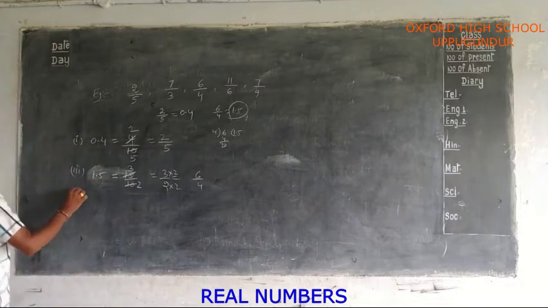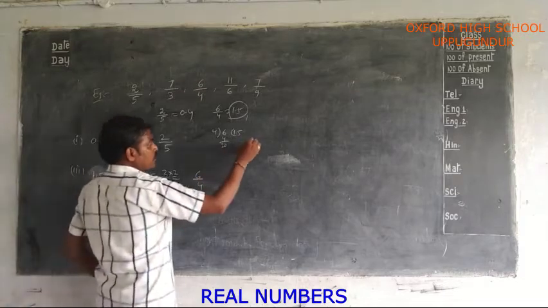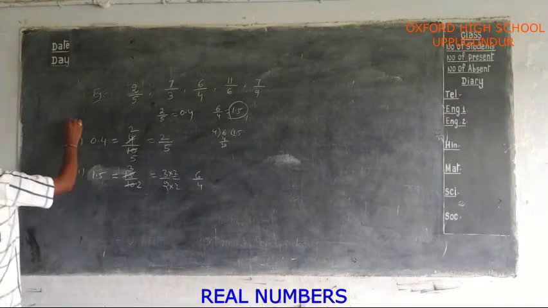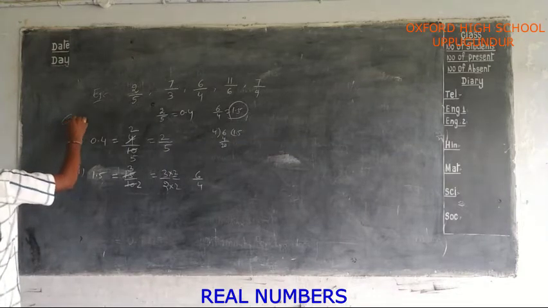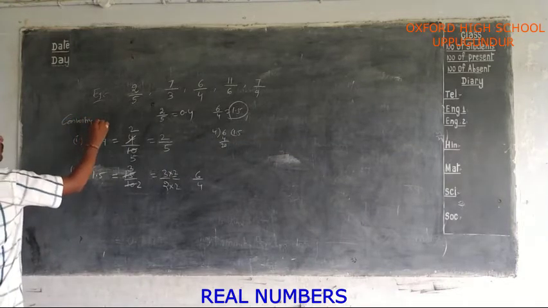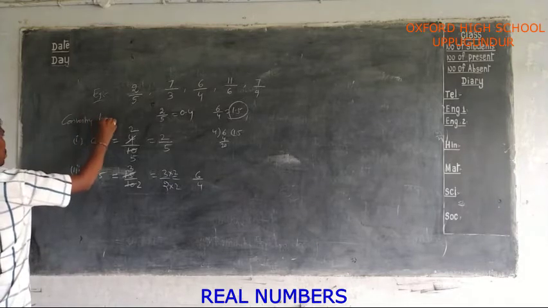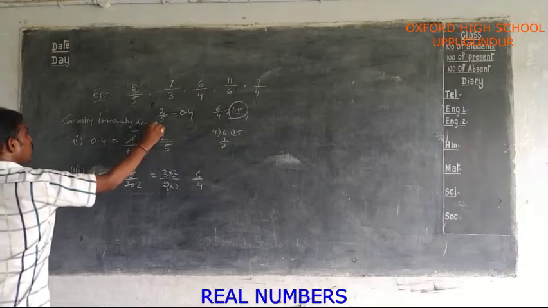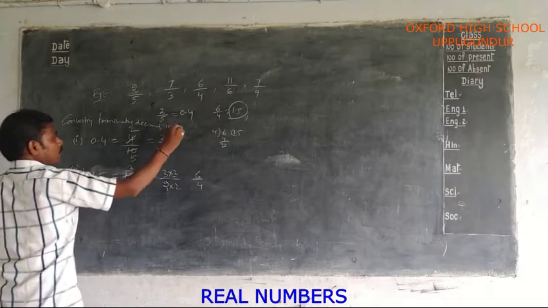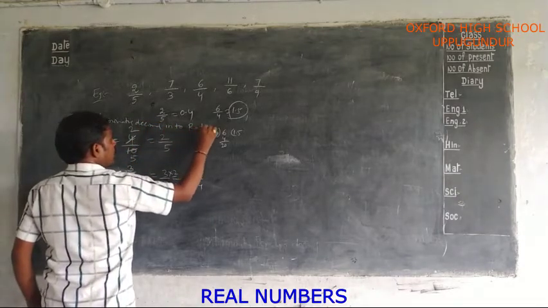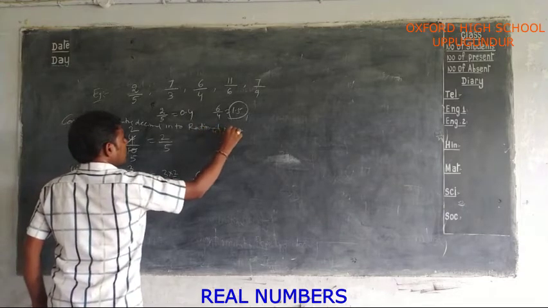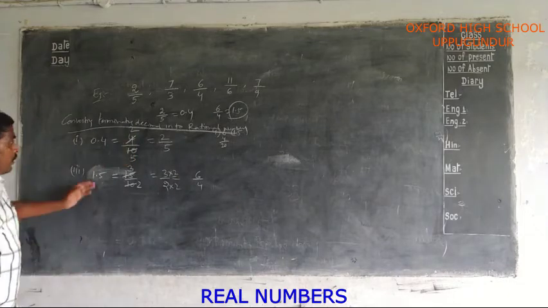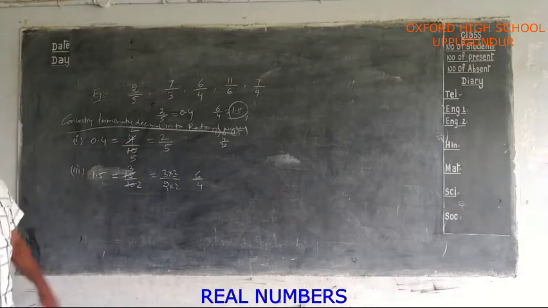Next one, 7 by 3. What is the decimal form you are getting for 7 by 3? So this is the method to convert terminating decimal into rational numbers. We are converting decimal forms, terminating decimals into rational numbers.